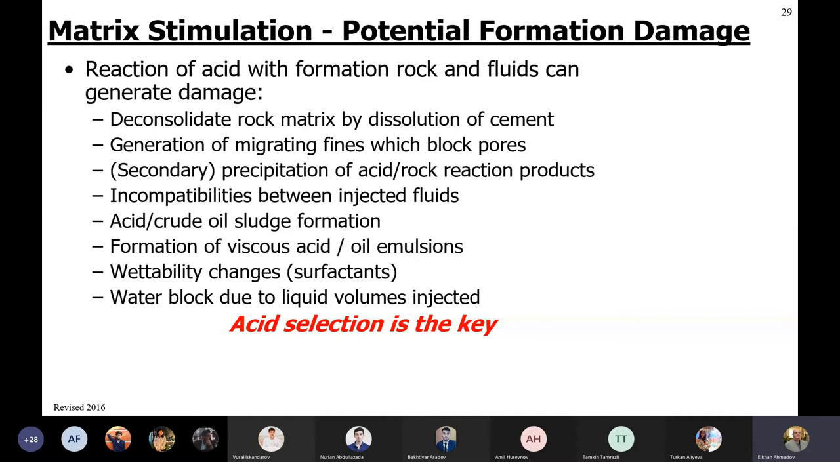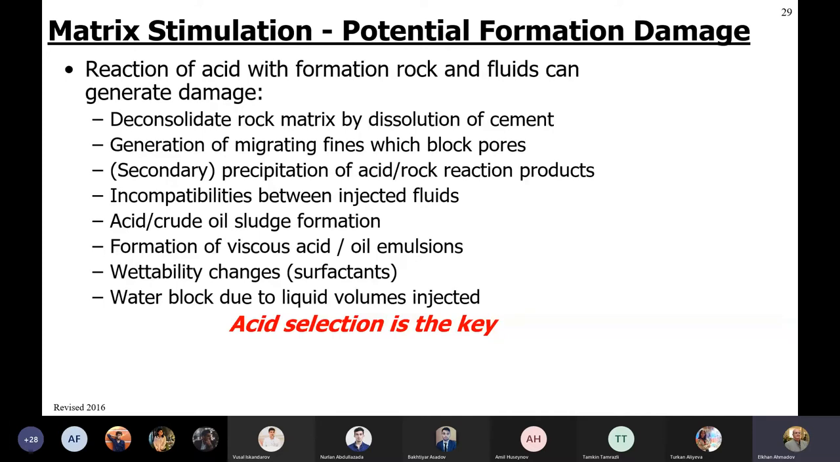Secondary precipitation of acid rock reaction results: when the spent acid, again, the results of the reaction, may react or may precipitate itself or may react with the fluids or the rock minerals in the formation, and again blocking the pores.